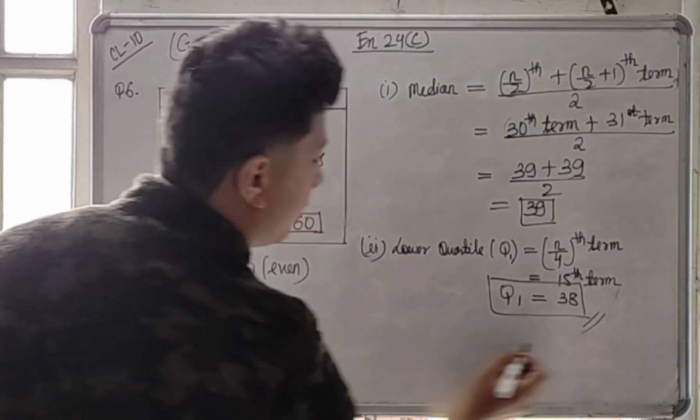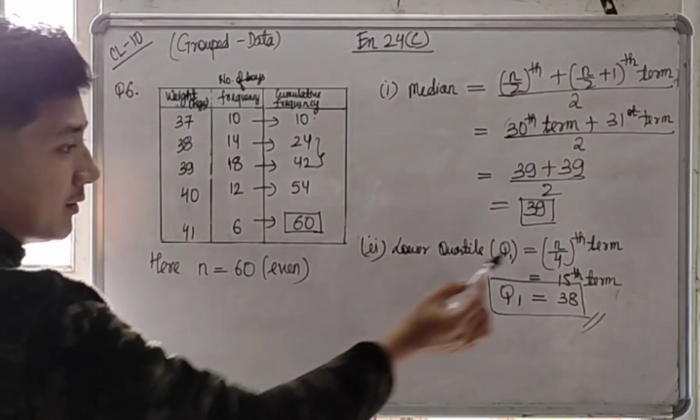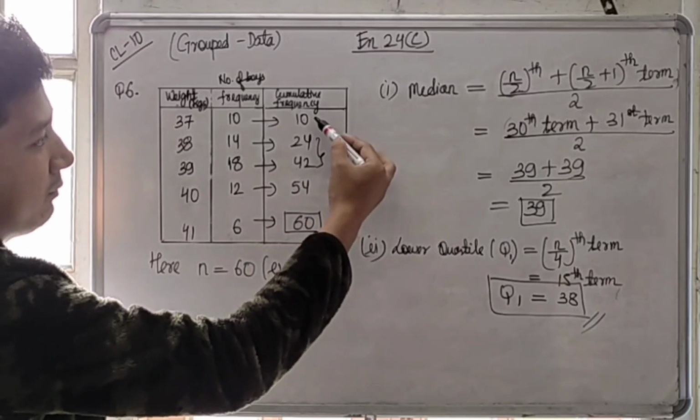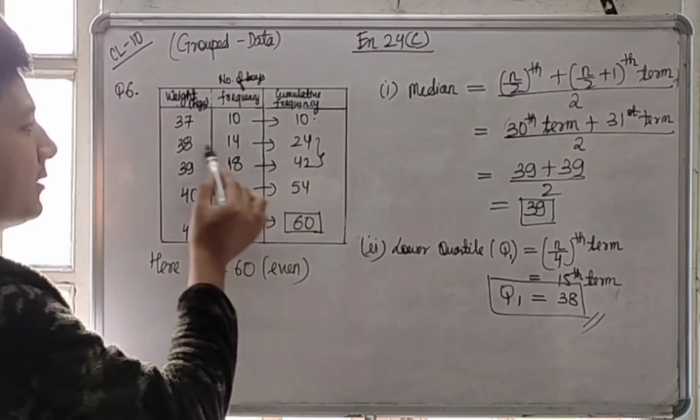I'm again repeating, boys. Put the value for n as 60. 60 by 4 is 15. So the 15th term. How will you find the 15th term? It is between 10 and 24. So hence the value is 38.